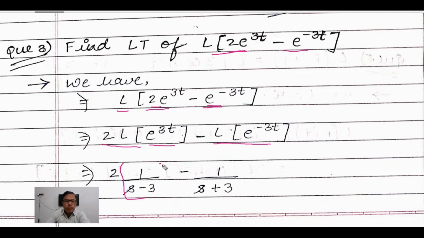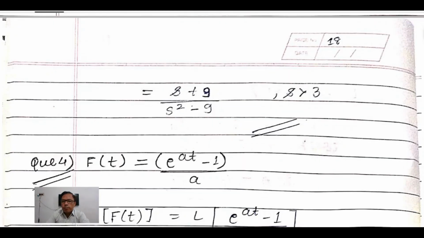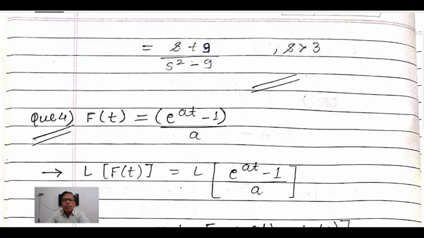So by using the formula Laplace of e power at equal to 1 upon s minus a, Laplace of e power 3t equals 1 upon s minus 3, and Laplace of e power minus 3t equals 1 upon s plus 3. And we have the final answer s plus 9 upon s square minus 9.